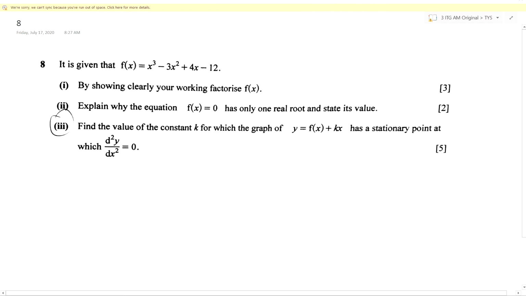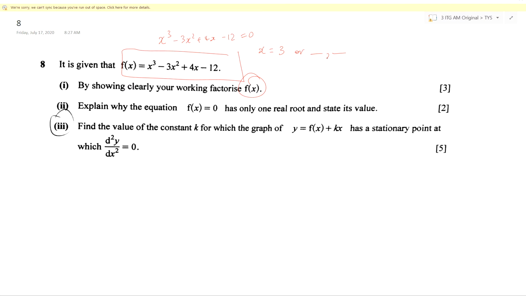Now next one, question 8 part 1. To factorize f(x), you will need to find a factor of f(x) first. And you can do so by using your calculator to help you solve the equation x cubed minus 3x squared plus 4x minus 12 equals 0. So your calculator can solve this for you, and it will actually provide you with a value of x equals 3. And there will be two other values which we are not interested in for this particular question.